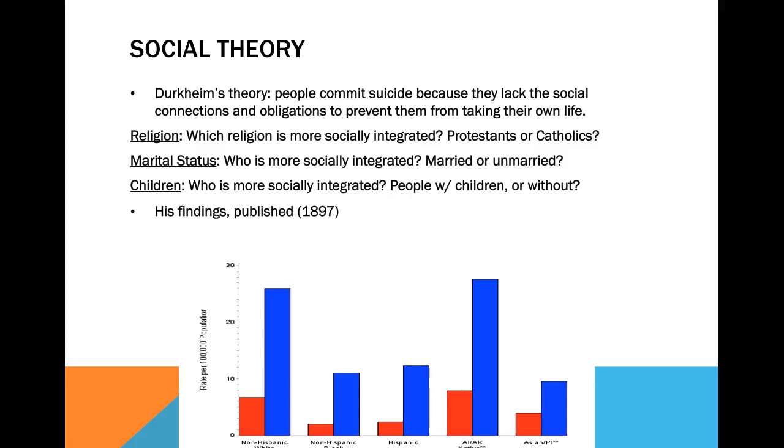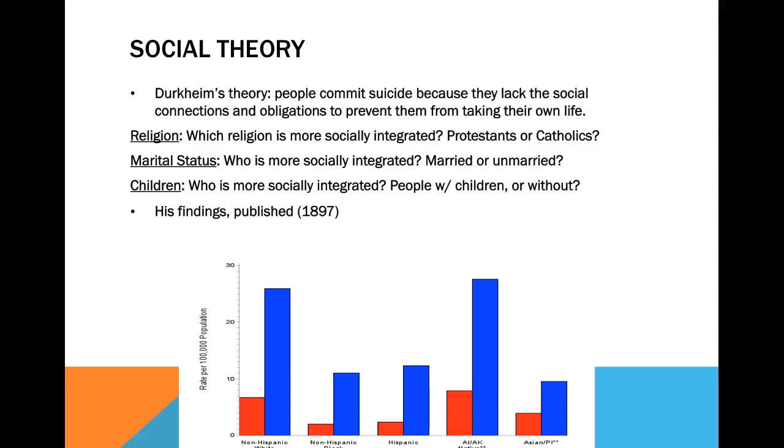So I have Durkheim's theory up at the top so you guys can look at it. For this exercise, I'm just going to be looking at three of the social indicators or social factors that he looked at when he was doing his study on suicide. The first one is religion. Usually when I have my face-to-face class, I ask them which religion is more socially integrated. When I mean socially integrated, I mean socially connected. Which religion is more socially connected?